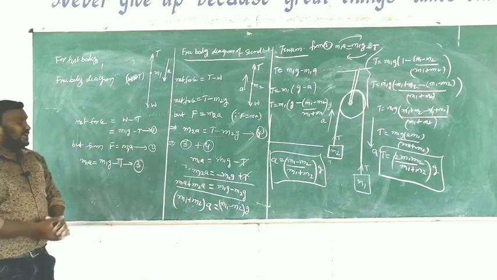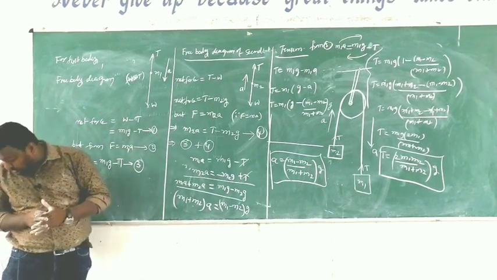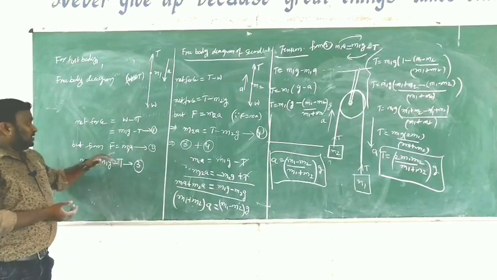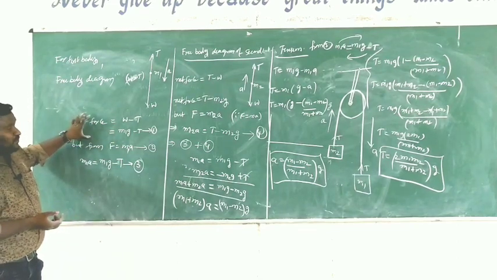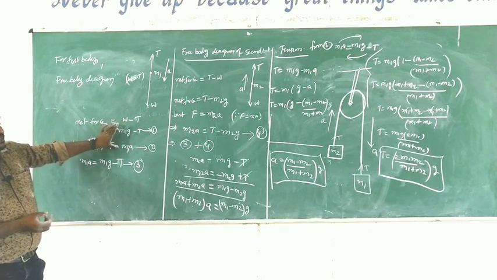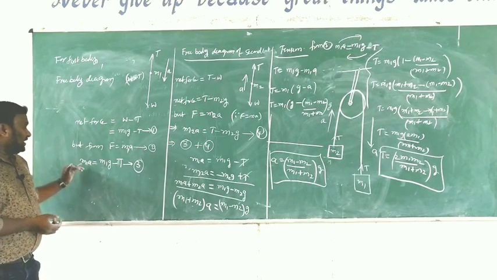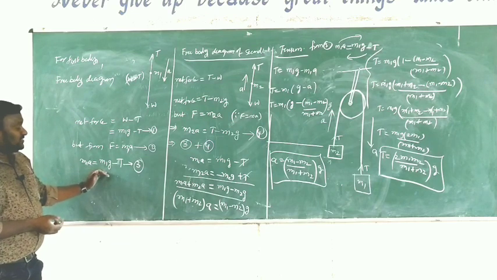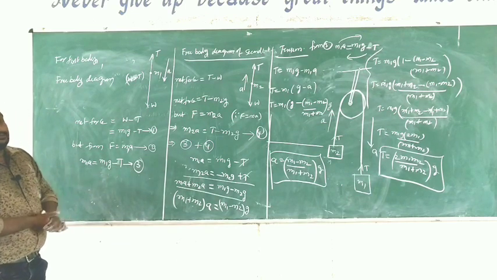And next, according to Newton's second law, what do you write? F is equal to ma. So this is the net force equation and this is also a net force equation. That's why we have to equate these two. That's what we get: m1a is equal to m1g minus T, equation number 3.